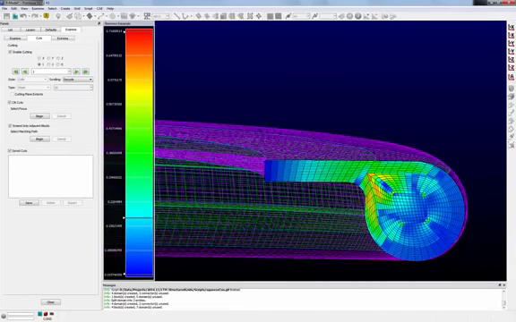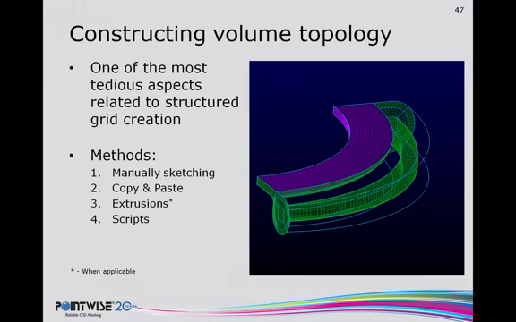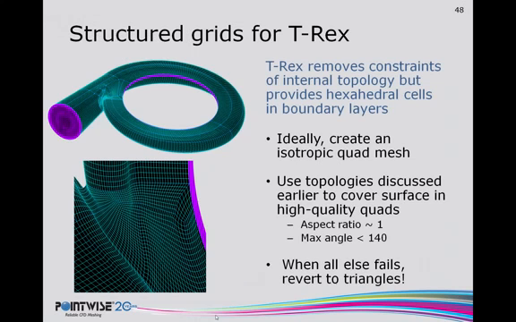So I hope that conveys how you can generate some of these structured grids very quickly and efficiently. Now going back over to the slides, just to wrap up, the last thing I'll talk about are using structured grids for T-Rex. T-Rex now allows you to create these hex layers in an unstructured block, and that really is the best of both worlds because you don't need to worry about the internal topology, but you're able to obtain hexahedral cells in your boundary layers, which are critical for resolving those gradients for reasons that we discussed earlier.